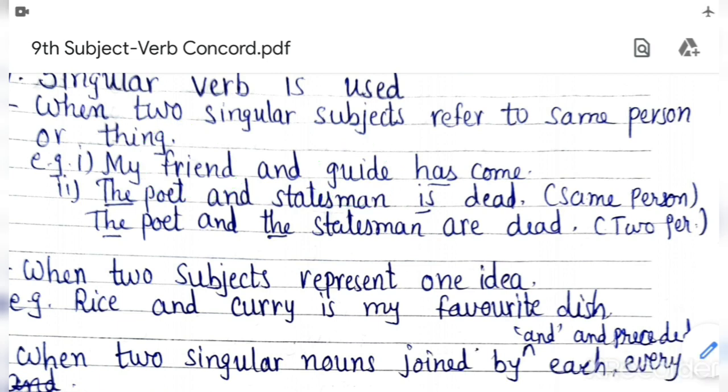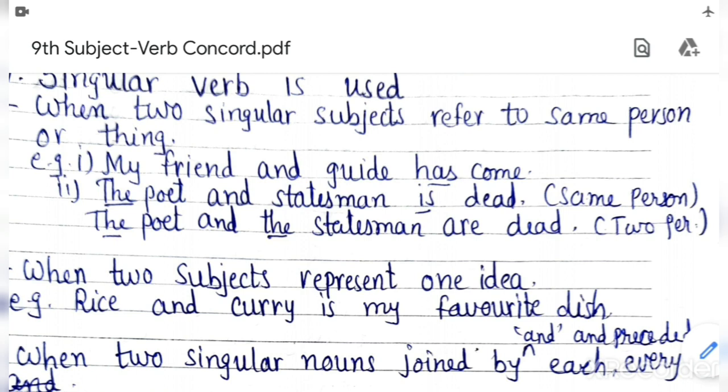Next example is the poet and statesman is dead. Here no article is used. In first sentence also no article is used before the second subject. Okay, it means it is one and same person only. In second sentence, first part, the poet and statesman is dead. Here we are talking about the same person, only one person is there.